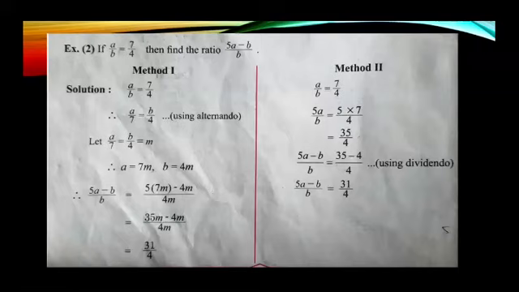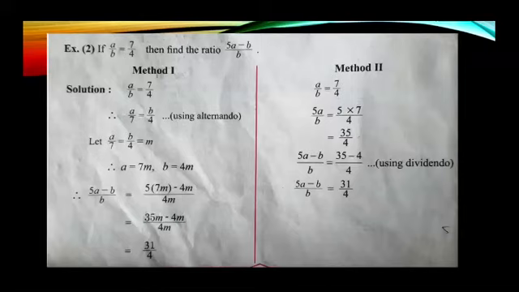Therefore, 5A minus B upon B is equal to, we are substituting the values. Instead of A, we are writing 5 into 7M minus 4M. We are substituting the values of A and B upon 4M. 5 sevens are 35, that is 35M, minus 4M upon 4M. 35M minus 4M we will get 31M upon 4M. M gets cancelled, so it remains as 31 upon 4.